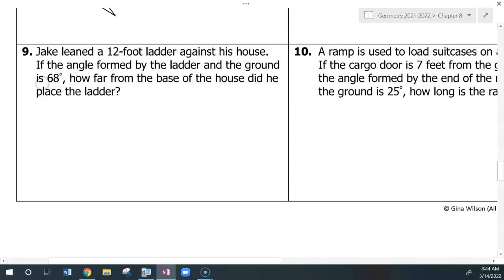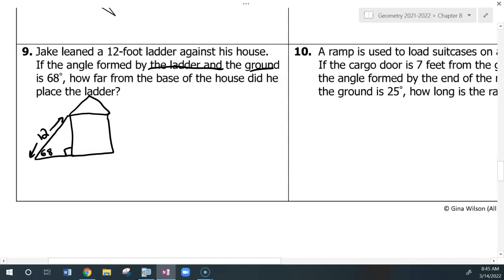So I'm going to draw myself a picture. Here's the house. Here's my ladder. Right here, I'm going to have a right angle between the ground and the side of the house. We're always going to assume a 90-degree angle. It says the angle formed by the ladder and the ground is 68, so this is 68. It says the ladder is 12 feet long, so this is 12. So there's our picture.